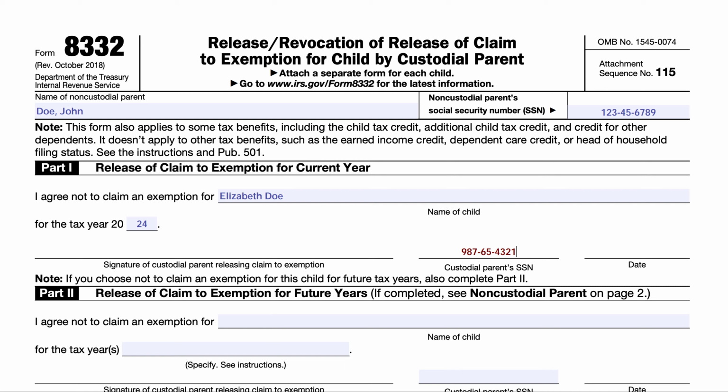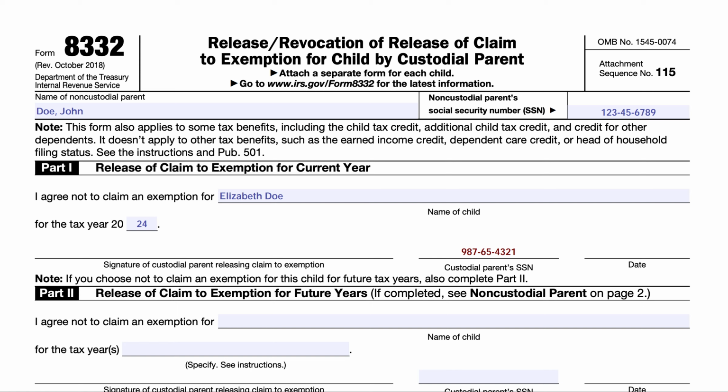Now John Doe would be able to take the signed copy that his ex-wife Mary gave to him, and when he files his 2024 taxes to claim tax benefits that correspond with the exemption, he would be able to attach this to the tax form, claim that tax benefit, and the IRS would recognize that he has the ability to do that.